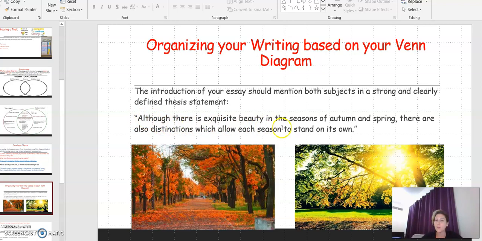Again, the thesis statement that I introduced earlier: Although there is exquisite beauty in the seasons of autumn and spring, there are also distinctions which allow each season to stand on its own. So this is a thesis statement in order to introduce your compare and contrast piece before going into your real body writing, body paragraphs.